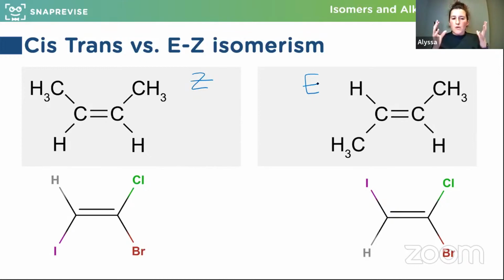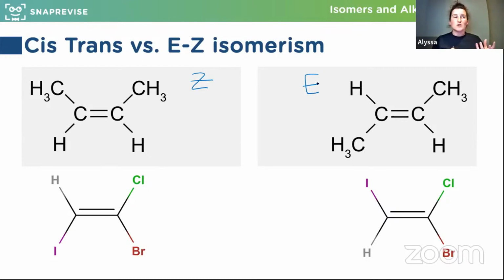Now, where did we get those groups from? How did we decide which groups were on the same side and which groups were on opposite sides? What rules do we use? Anybody know? I think most people use the Cahn-Ingold-Prelog rules. CIP rules, that's it. Good, fantastic, well done.